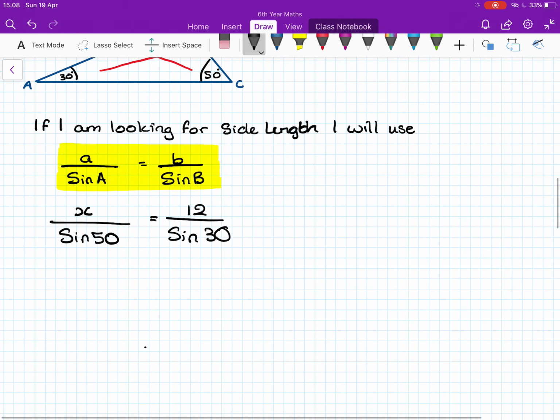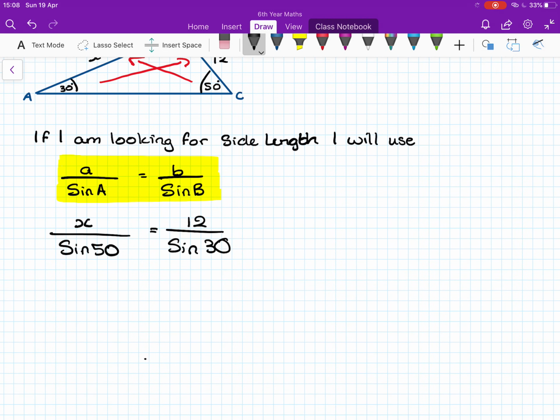So from here, we want to get x on its own. So we want to get rid of this sine 50 underneath. For us to do that, we're going to multiply both sides by sine 50. That's going to leave us with just x on this side, as the sine 50 is going to be cancelled out. And on this side, we're going to get 12 over sine 30 multiplied by sine 50.